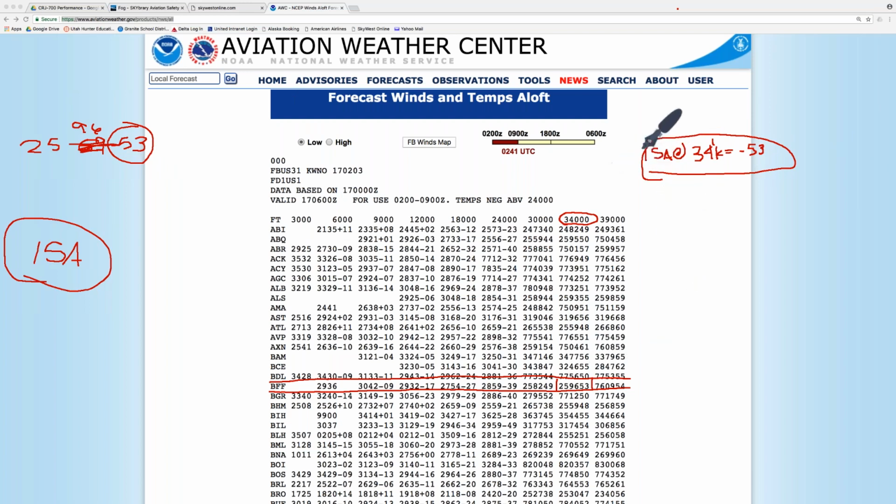Hold on, just let me explain it. At altitude, we are at -53 degrees, and our ISA, our standard temperature at 34,000 feet, is -53 degrees. So we are not deviating from ISA. We are at standard temperature at 34,000 feet.